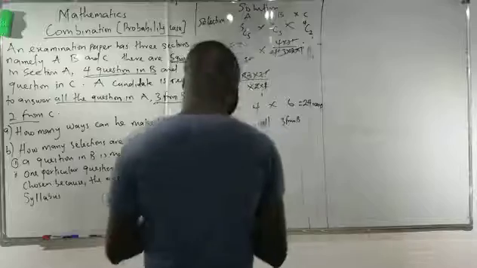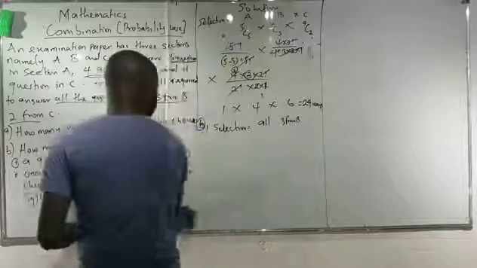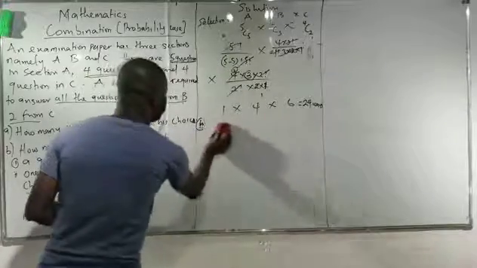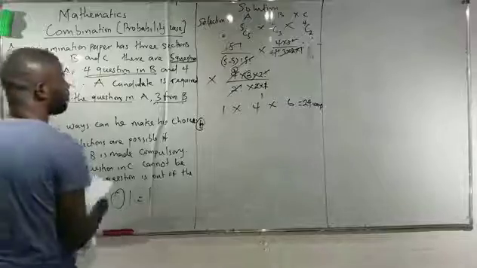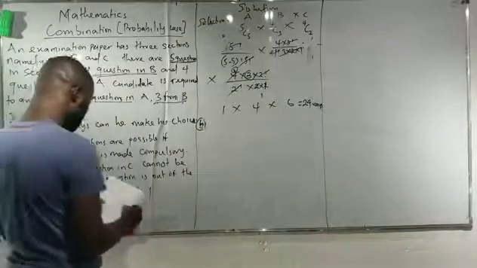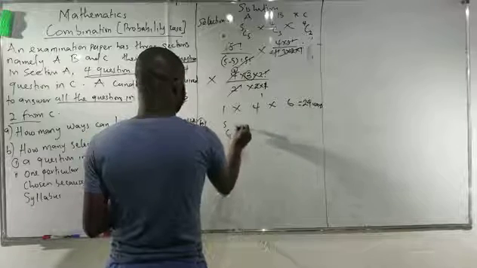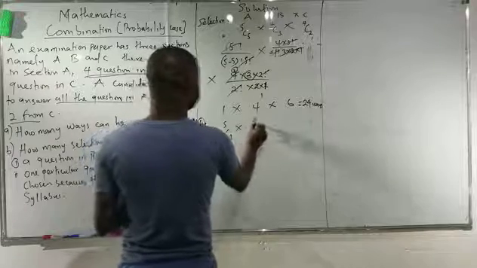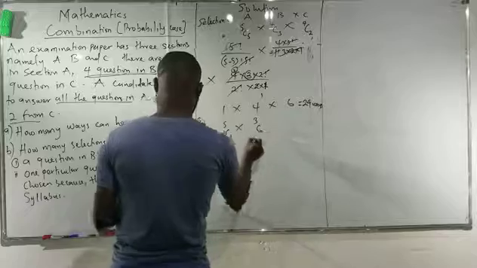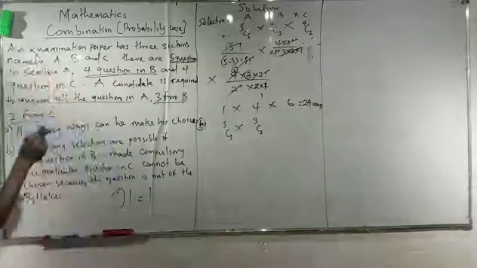I made a mistake. Sorry. This thing is too small. Now, B1. My B1 will be what? It will be all multiplied by 3 out of 2, because 1 question is compulsory.